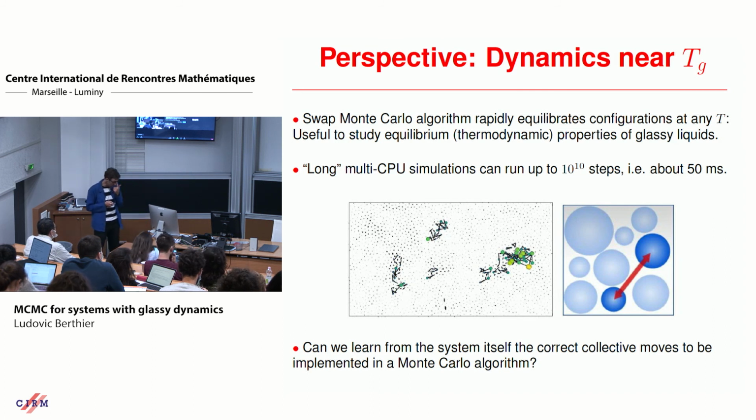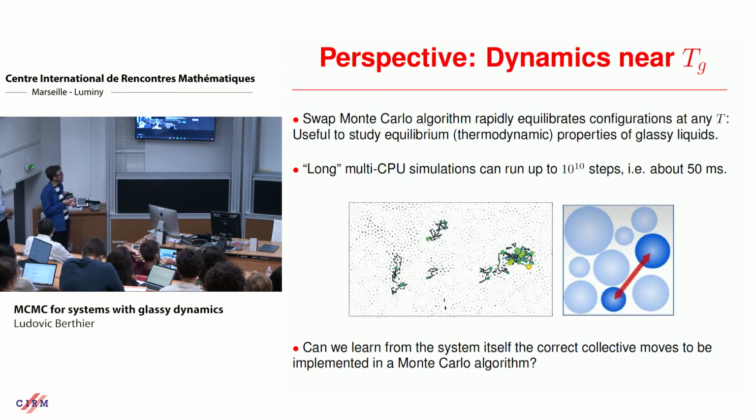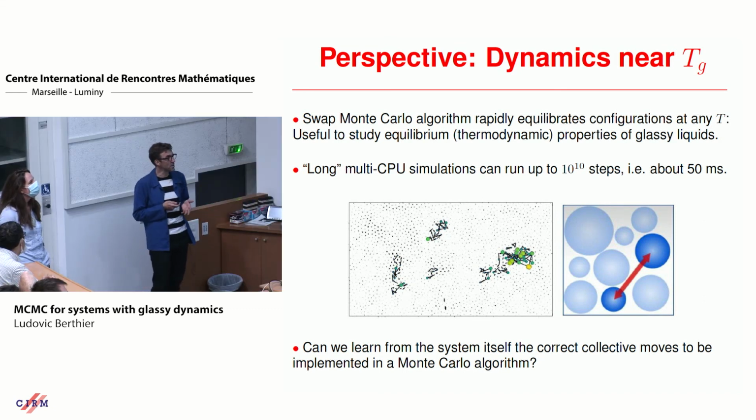And just one image to finish, maybe. So I've shown you this swap move, which is 2 pairs of particles. If you look at what the particles do really in computer simulations, they do complicated things like this. So clearly doing something like more collective moves. I don't know whether these are chains or something, but these are the physical moves that the particles do in order to relax in the dynamics.